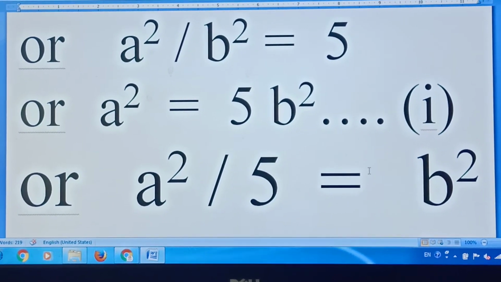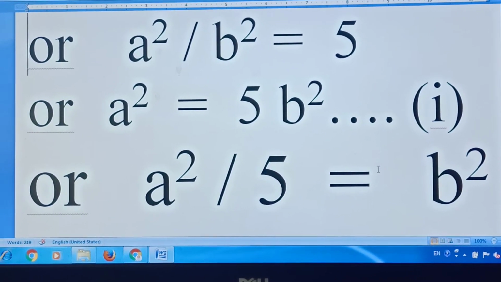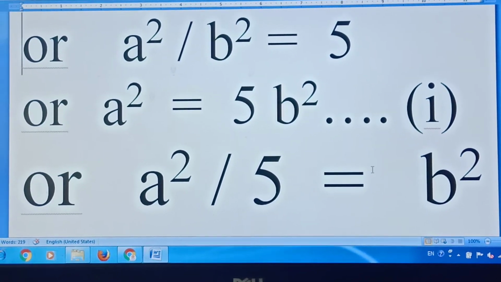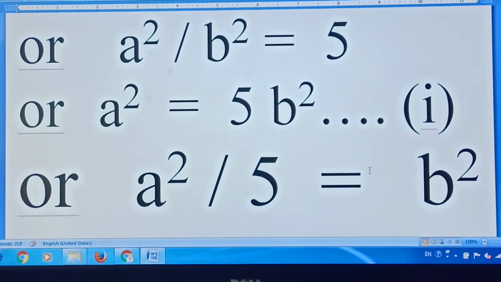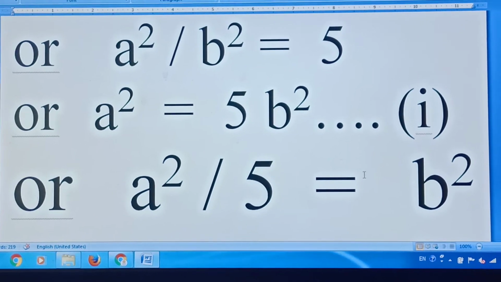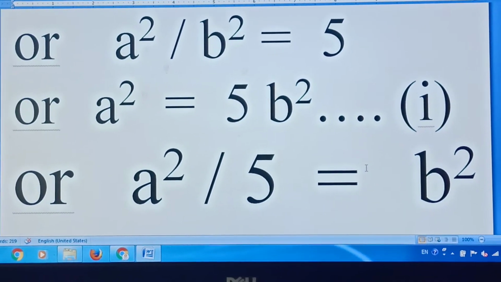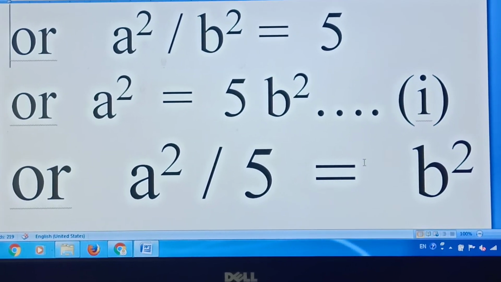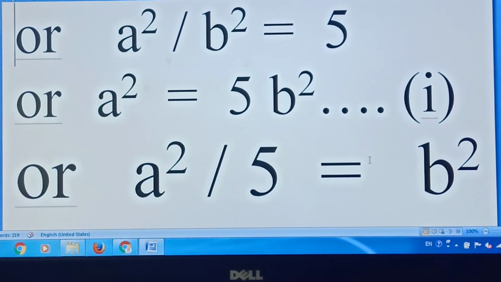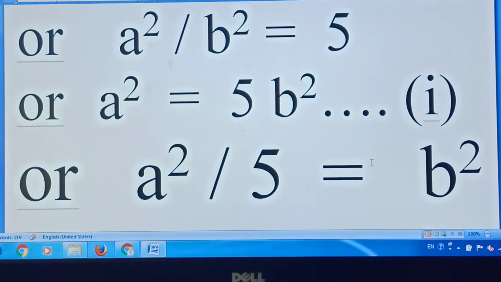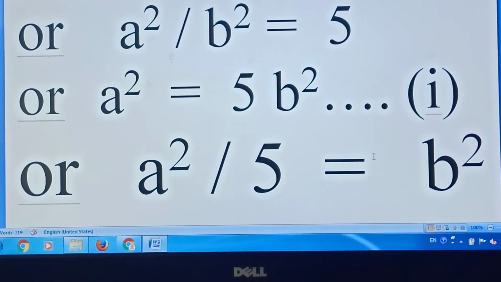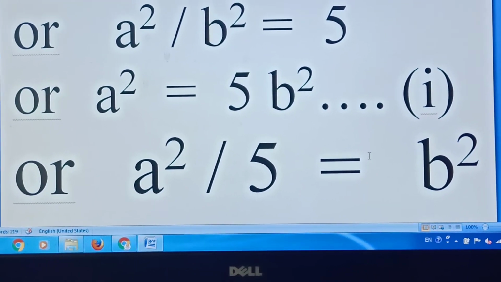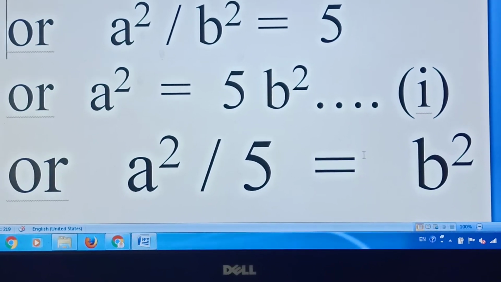Or a square upon 5 is equal to b square. It means 5 is a factor of a square. When a square is divisible by 5, then we are getting the answer b square. It means a square is divisible by 5. It means 5 is a factor of a square.